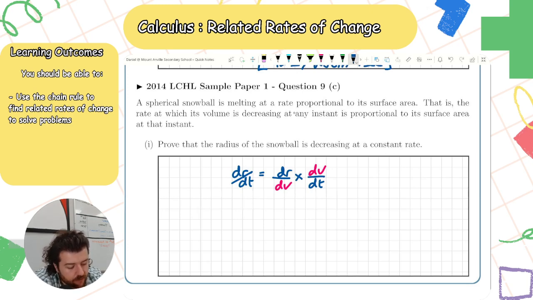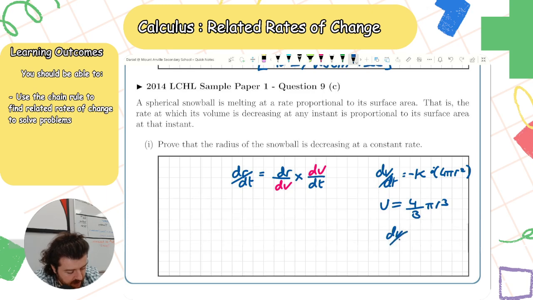So, the snowball is melting at a rate proportional to its surface area. That means it goes up in a multiple of its surface area. So that means dV/dt is equal to some value k times 4 pi r squared. Let's say minus k because it's decreasing. Then dr/dV: well, V is equal to, again, 4 over 3 pi r cubed. dV/dr is equal to 4 pi r squared. Therefore, dr/dV is equal to 1 over 4 pi r squared.